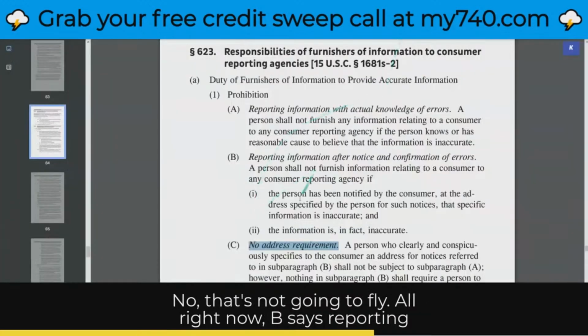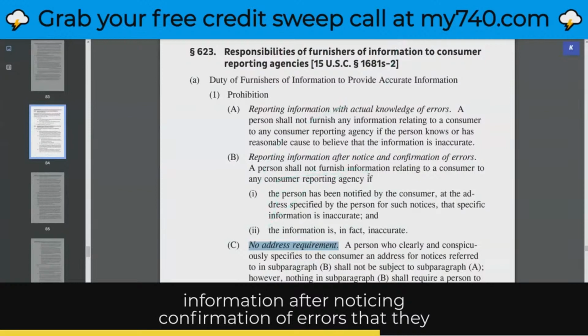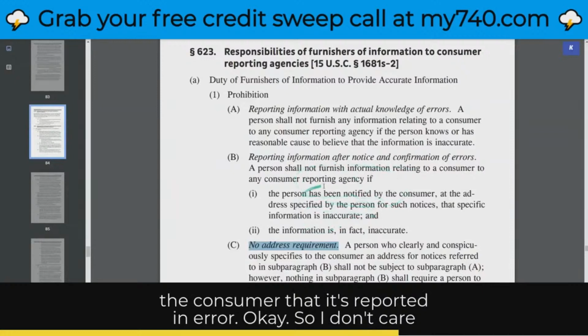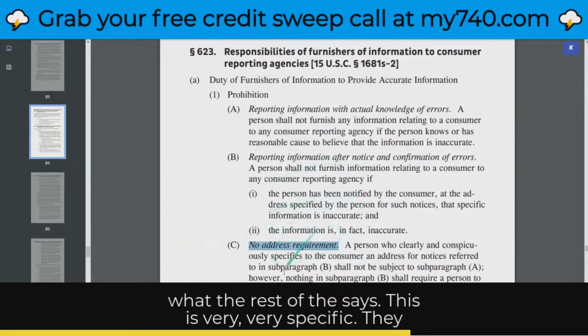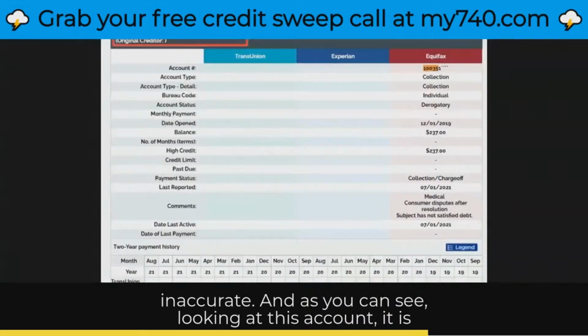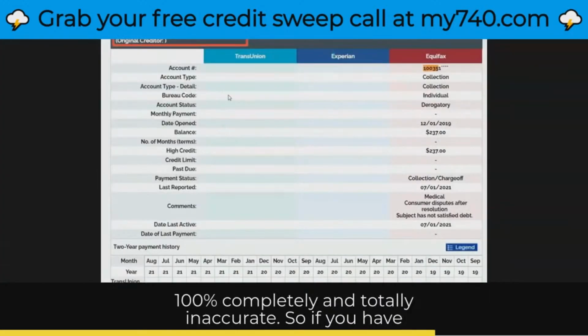All right. Now, B says reporting information after notice and confirmation of errors, that they continue to report this after they've been notified by you, the consumer, that it's reported in error. Okay. So I don't care what the rest of this says. This is very, very specific. They need to report an address if the account could possibly be inaccurate. And as you can see, looking at this account, it is 100% completely and totally inaccurate.